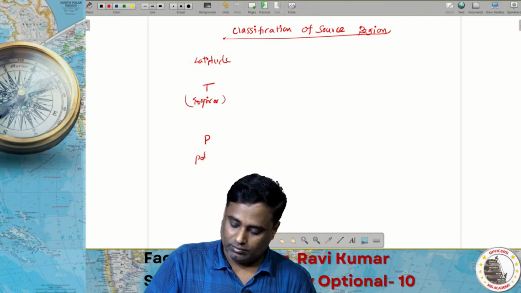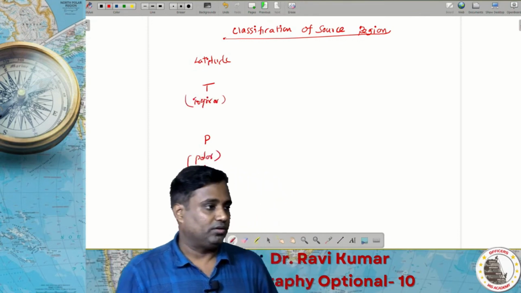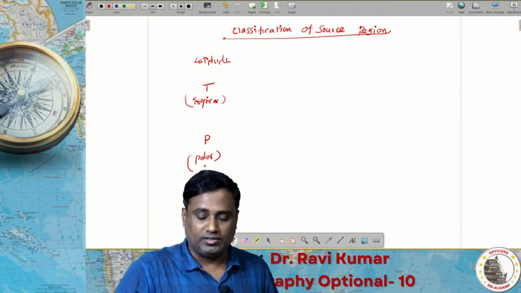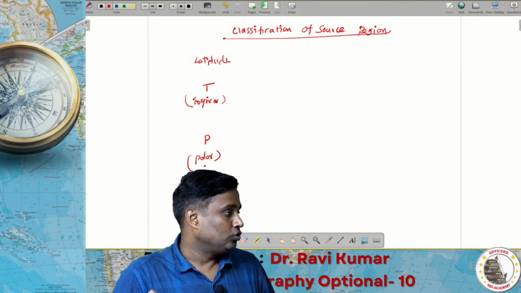Tropical and polar. T for capital. Capital T is the tropical, capital P is polar. These are meteorological symbols. Okay, they should be used properly.